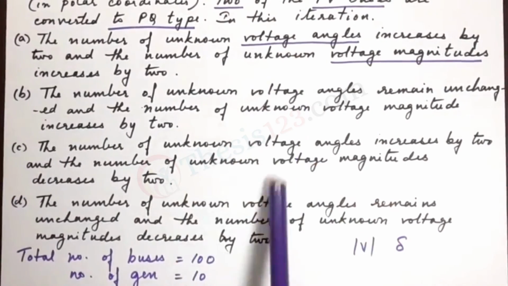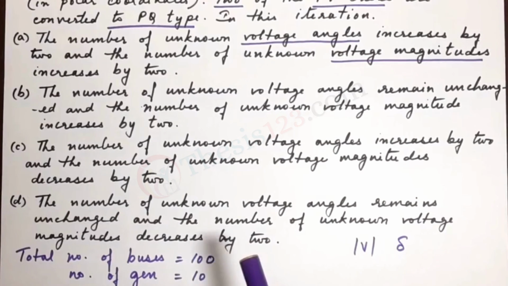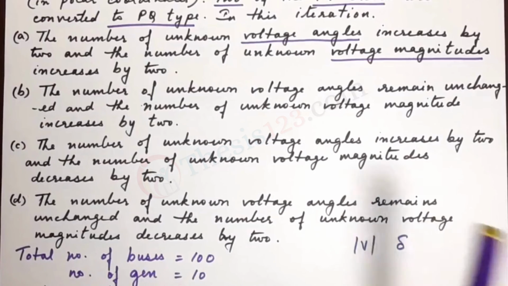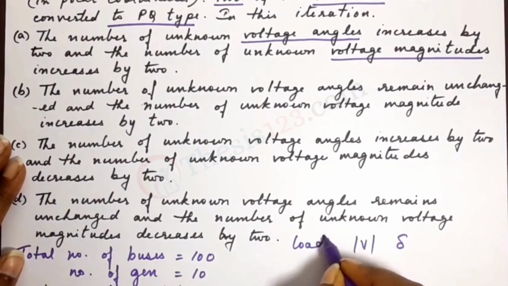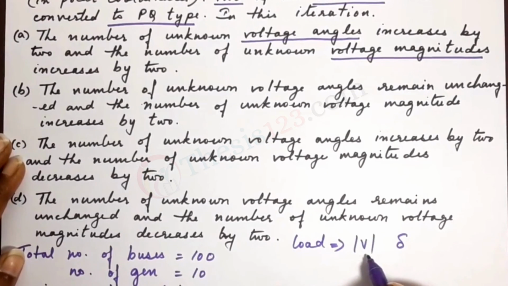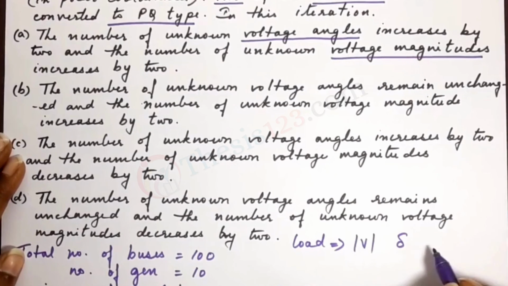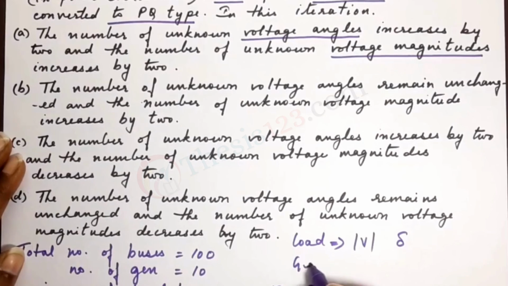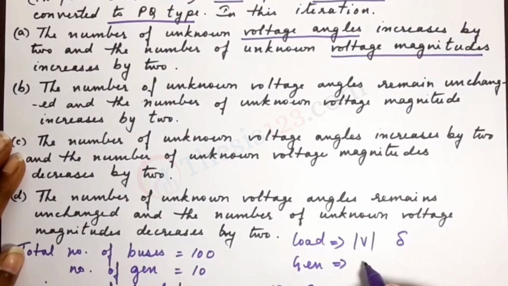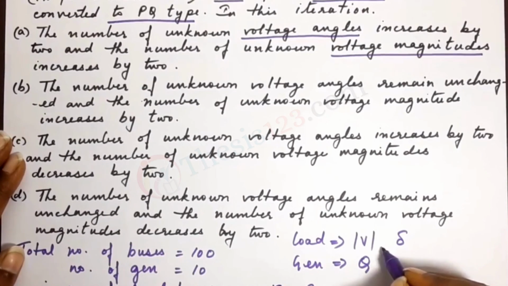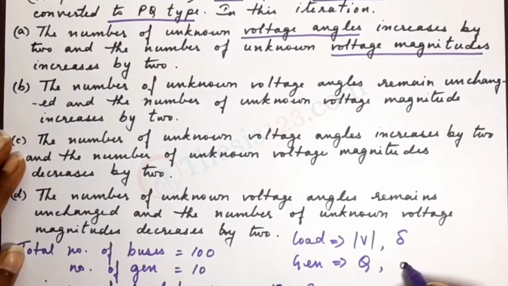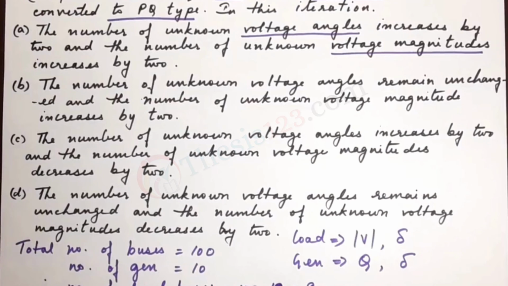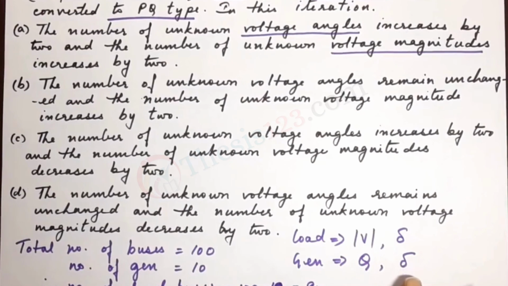Both aspects that are given in all of these 4 choices. So at every load bus, we need to calculate the voltage magnitude, as well as the voltage angle. And for every generator bus, we need to calculate Q and delta must be calculated as well. Now at all the buses, delta will be calculated.